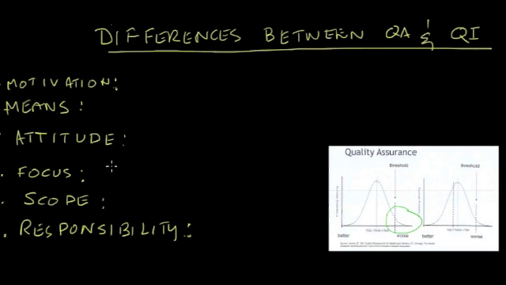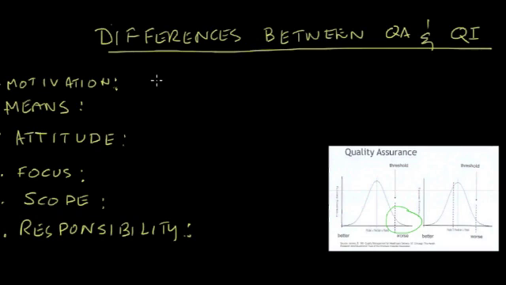By the way, this particular matrix comes courtesy of the U.S. Department of Health and Human Services and the Health Resources and Services Administration. So let's just go through these quickly and see if we can identify where quality assurance is in this whole process, and then we'll do another diagram with quality improvement and the same.